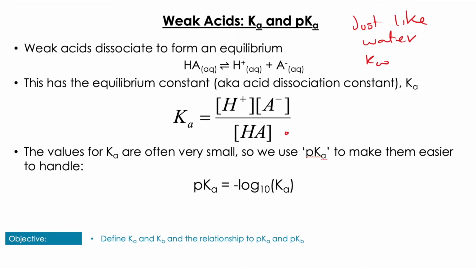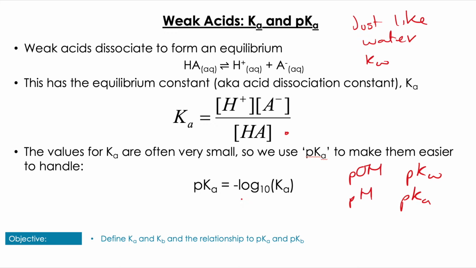Just like we did with Kw, we can also take the logarithm of this and give ourselves a pKa value. So now we have pKa, pOH, pH, pKw. All of these, that little p, just remember, is negative log of whatever is after the p.